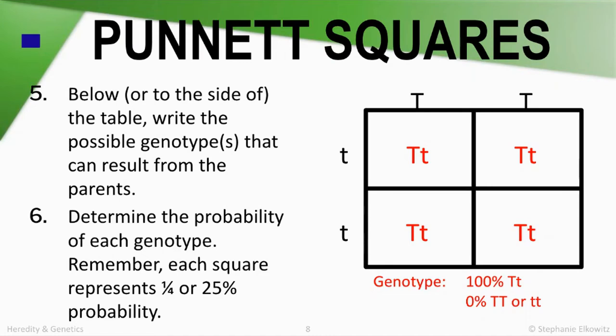Now I'm looking down here at the bottom where it says 0% big T. I don't see any of those 4 boxes with a big T inside. Same thing, I'm looking for little t. In all 4 of those boxes, there's no little t. So that's why it's at 0%. There are 0 boxes with big T, or 0 boxes with little t.